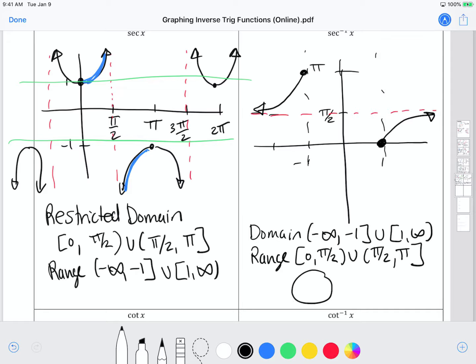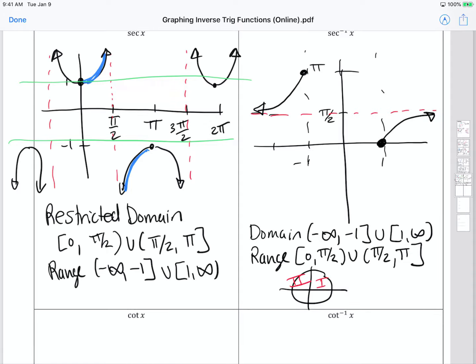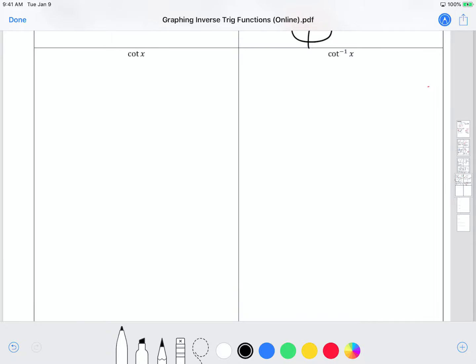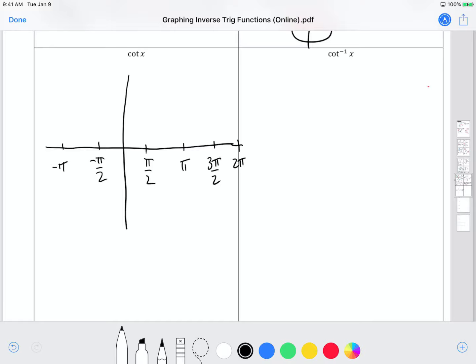And then when we're looking at the unit circle, because we're looking at 0 to pi over 2 union pi over 2 to pi, that's going to be quadrant 1 and quadrant 2 when we're dealing with expressions with inverse secant in them. Okay, last inverse function, cotangent. For cotangent, we're going to have asymptotes at multiples of pi.